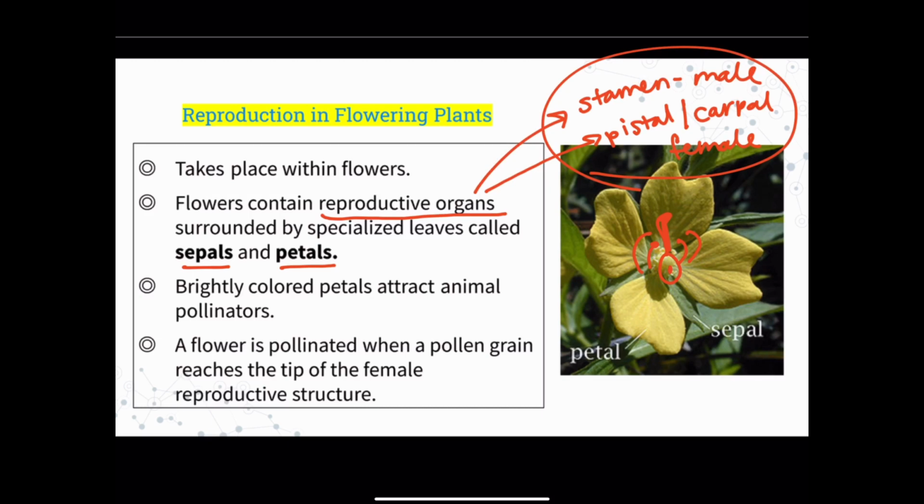But those brightly colored petals have a purpose. They attract animal pollinators. A flower is pollinated when a pollen grain, let's say a pollen grain right here, reaches the tip of the female reproductive structure called the style right here. So when that pollen moves, that is when a flower is pollinated.